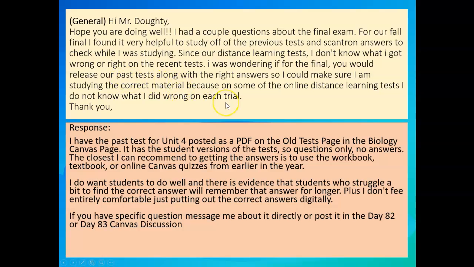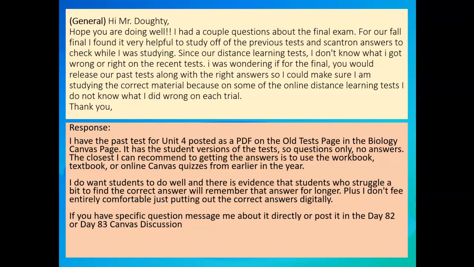Hi, Mr. Daddy. Hope you're doing well. I had a couple questions about the final exam. For a fall final, I found it very helpful to study the previous tests and scantron answers and check. Since our distance learning test, I don't know what I got right or wrong in the recent test. I was wondering if for the final, you could release our past tests along with the right answers so I can make sure I'm studying the correct material. Because on some online distance tests, I do not know what I did wrong in each trial.